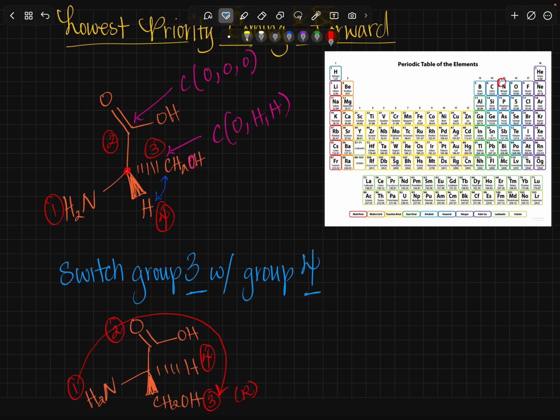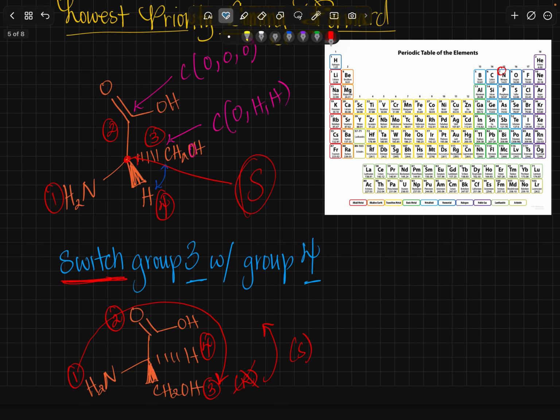However, it's important to note that we did this switch. When we do a switch where you switch your lowest priority with any other priority, you have to invert stereochemistry. So it's actually not going to be R. You're going to invert your stereochemistry to be S. Because you did that switch, you're converting it to S. So what this is saying is this carbon up here is S configuration. All right, so let me put that in red. Okay, so that carbon is S configuration.